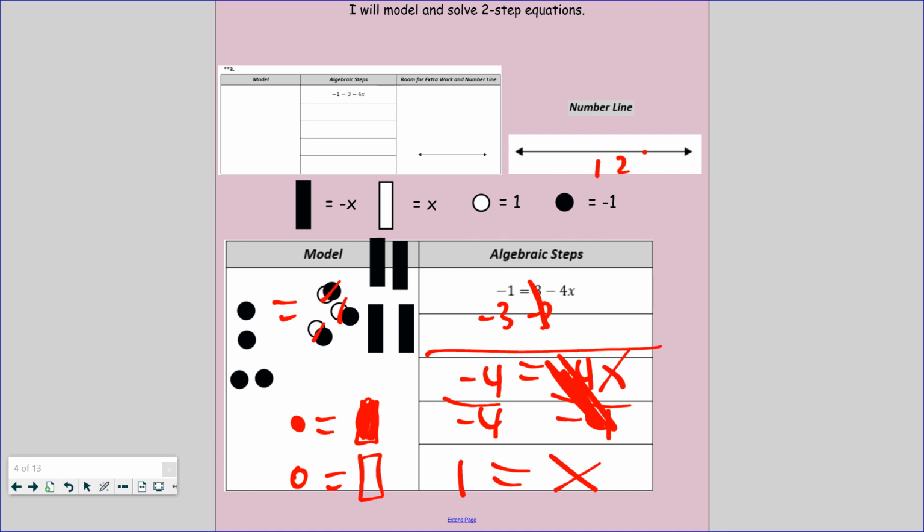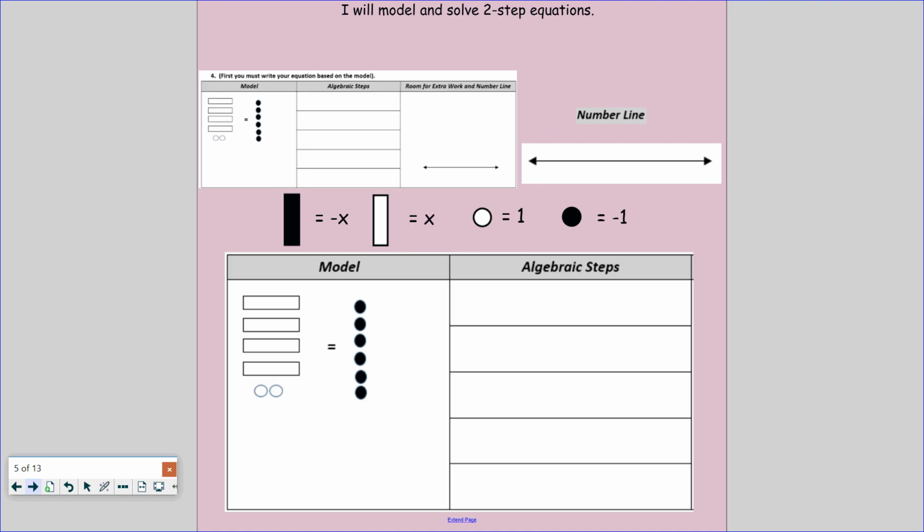Let's use our number line to see this is correct. Is it going to be open dot or closed dot? Closed dot because it's equal to 1. Next example. In this example, let's write the equation. It's 4x plus 2 equals negative 6. So let's model it. I need to isolate x. What's the inverse operation of plus 2?